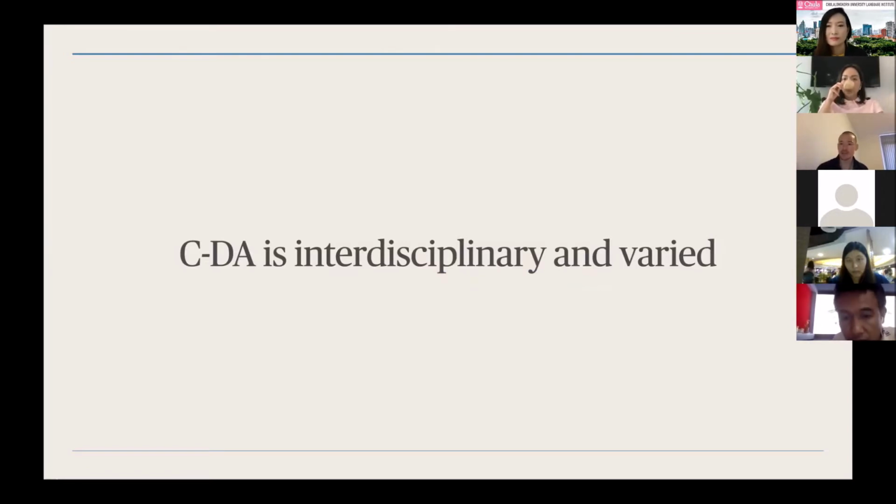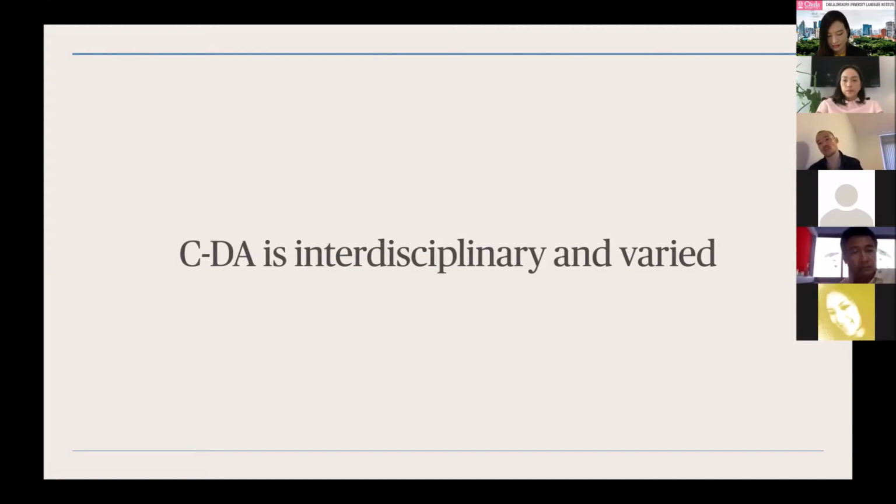And that research is varied, right? It's not only interdisciplinary, it's varied. So it's not only being conducted by people working in a number of disciplines, but the type of research that's being conducted varies, right? So in applied linguistics, for example, a lot of research looks at what teachers say and how that shapes students' learning.